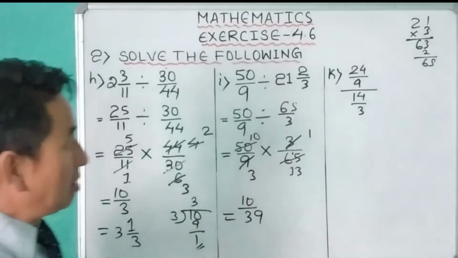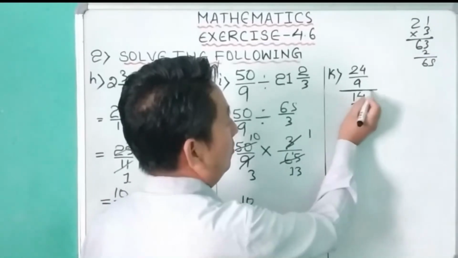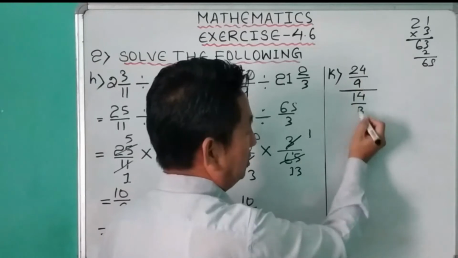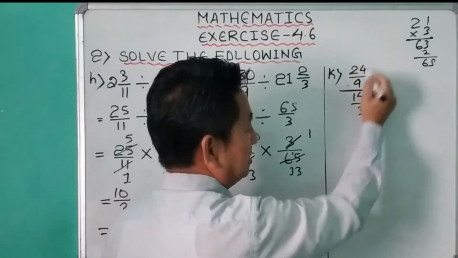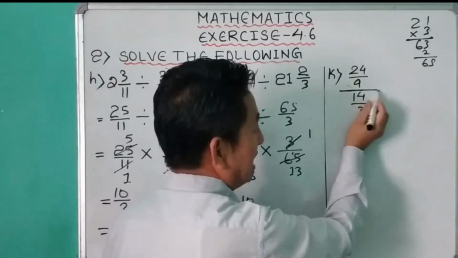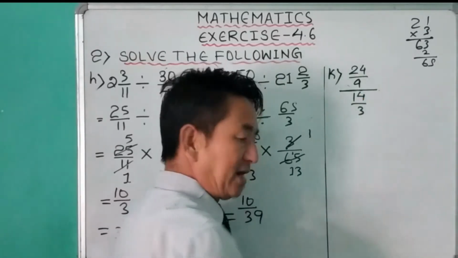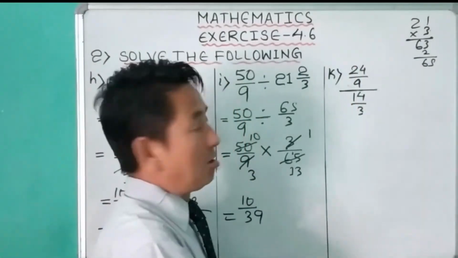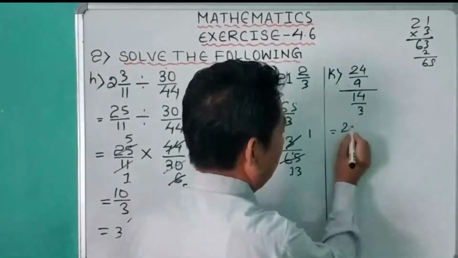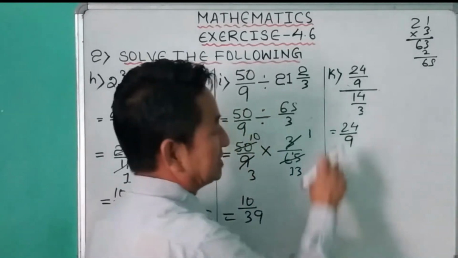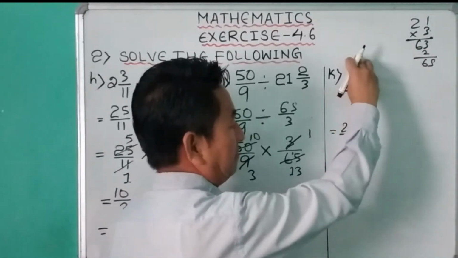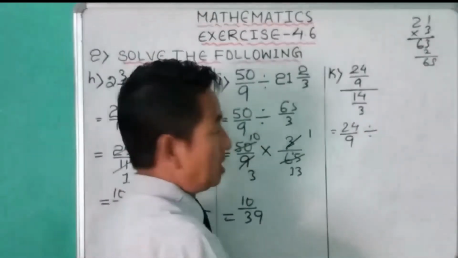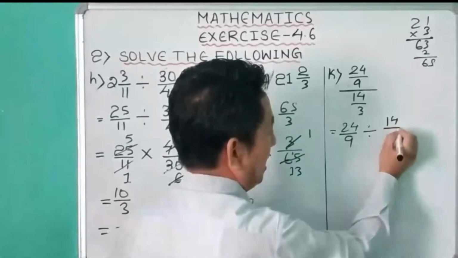Now next, 24 over 9 is divided by 14 over 3. This fraction is divided by this fraction. This line means divide, so you can inverse this directly, or we'll write 24 over 9. I said this long line is a fraction, and this is another. This line means divide, so we'll write a divide sign. So 14 over 3 we write here.